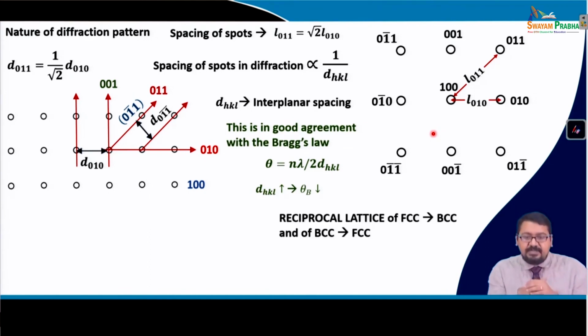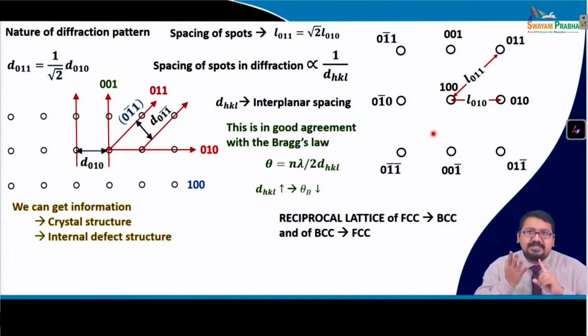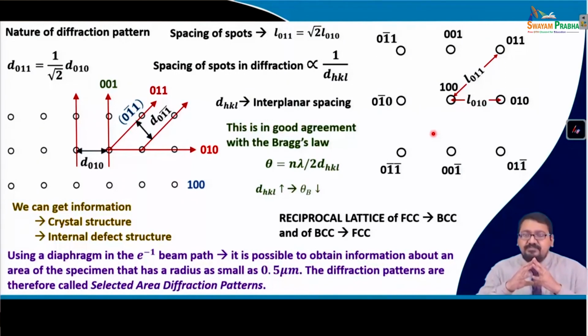real lattice case. So, we can tell here that the reciprocal lattice of a face centered cubic material looks like BCC, whereas the reciprocal lattice of a body centered cubic material looks like FCC, face centered cubic. And this is basically the way crystallographers understand the basic lattice structure by observing the reciprocal lattice of a certain unknown element. So, we get the information about the crystal structure, and we can get the information of the internal defect structure of the material at the same time using this technique.